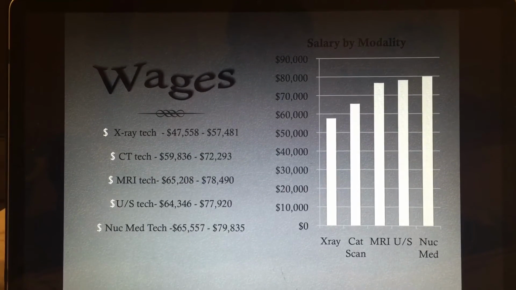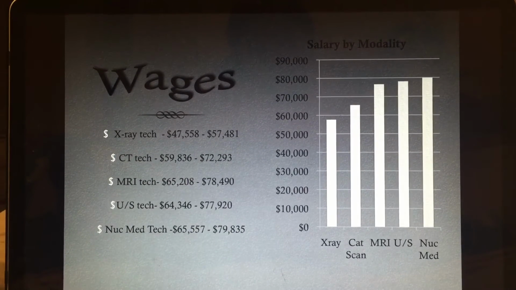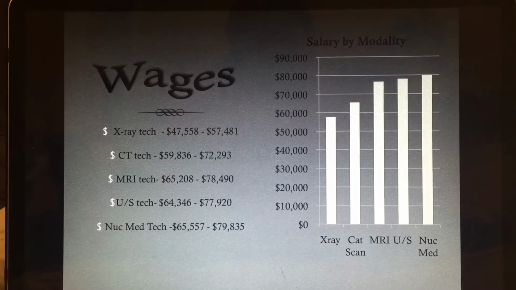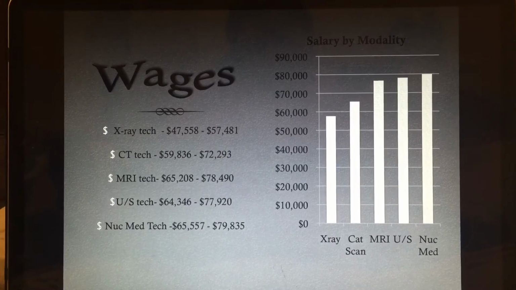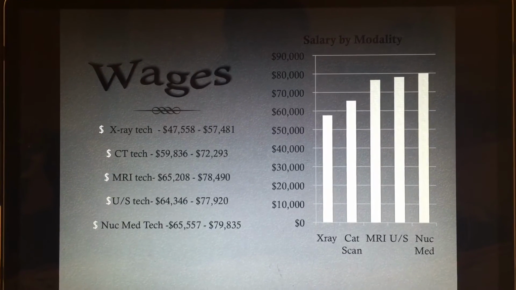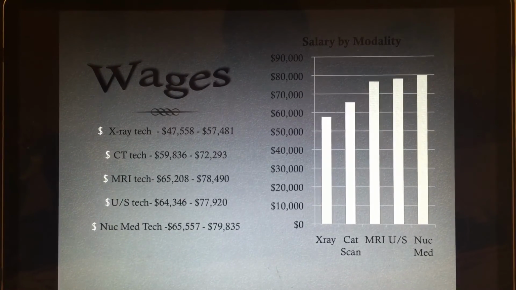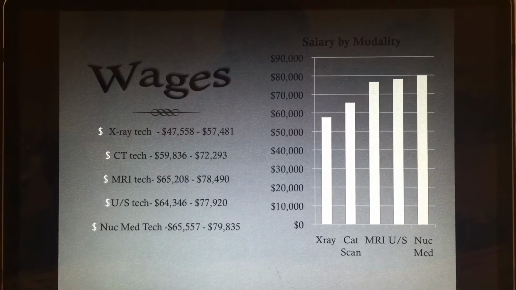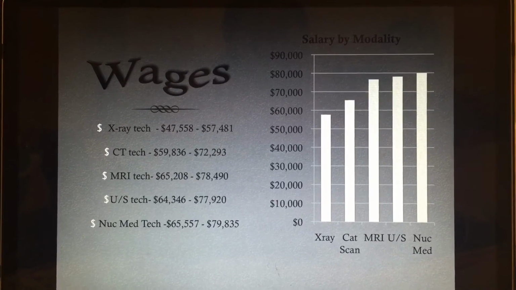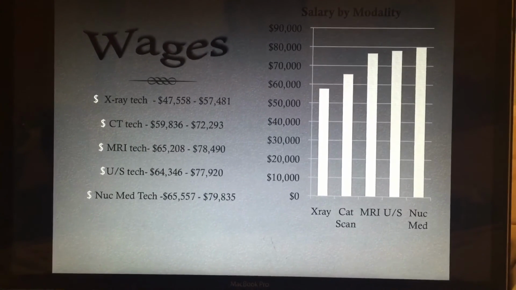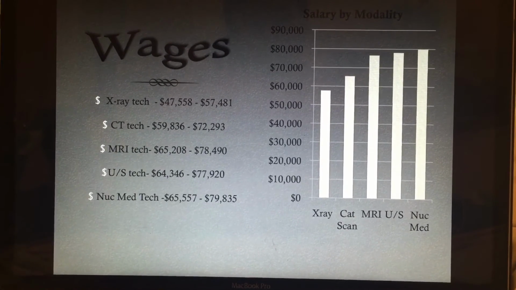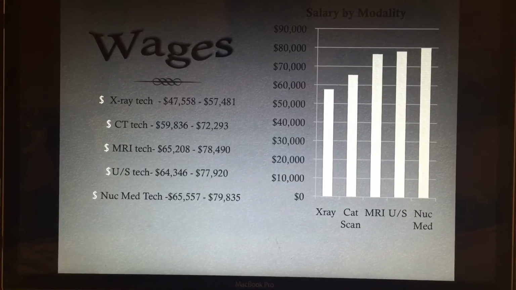On this slide, you will see some annual salary averages according to salary.com. As you move up to a special modality, the imaging becomes more complex and your exposure risk to radiation increases. With these complexities, you will also see an increase in wages. Seen here, the general average salary for an RT is $55,000, for a CAT scan tech is about $64,000, and for an MRI tech around $76,000.